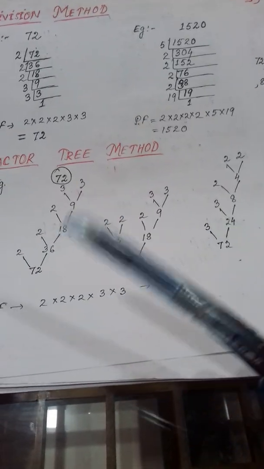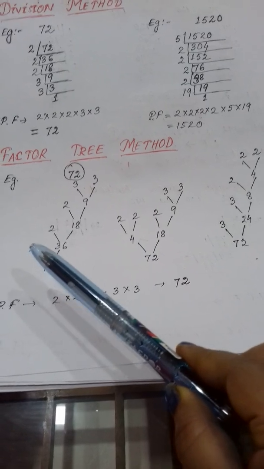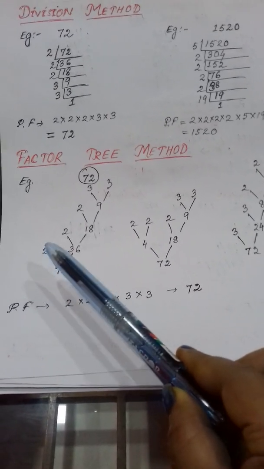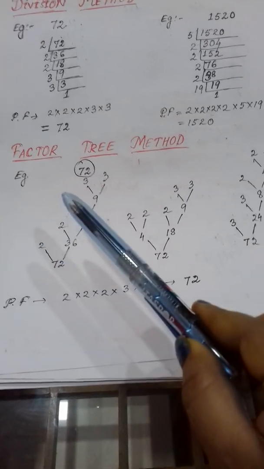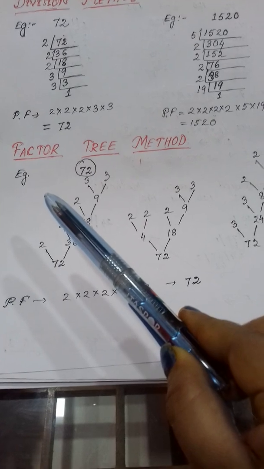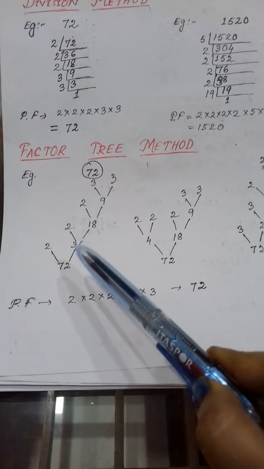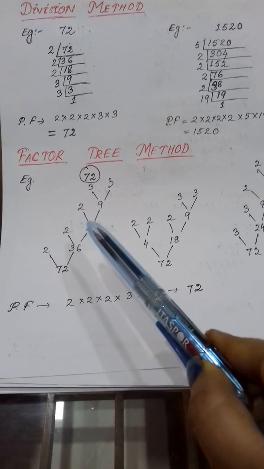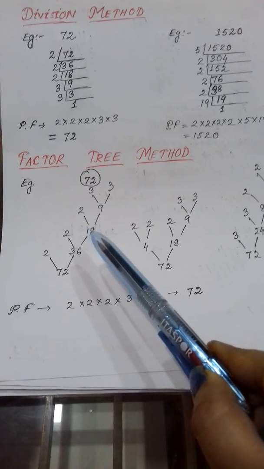Clear or not? So after writing, suppose the first method, after writing these 2 factors, 2 is the prime number. So if it is a prime number, it cannot be divided again. Clear or not? It comes 1 and 2. So 1 you cannot write because 1 is not a prime number. So 36 is the composite number. So 36 can be divided into 2 into 18. Clear or not?